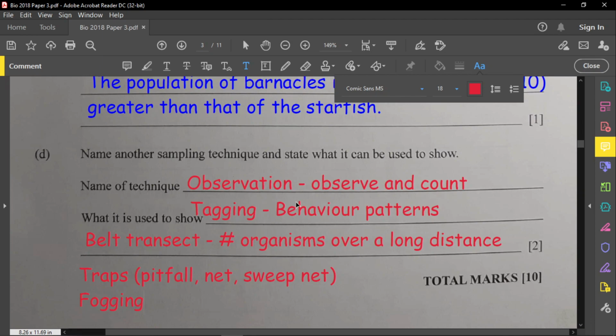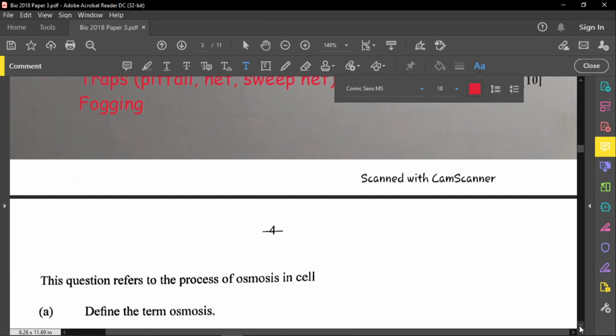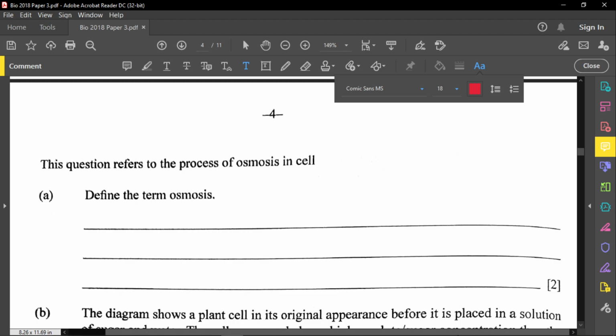All right, so great. So these are about what, 5? Yeah, 5 of them. Observation, which is direct observation, tagging, belt transect, traps, including pitfall traps, net, sweep net, and also fogging. Okay. All right. So that's that for this part of the question here. As a matter of fact, the whole question is completed. So let's jump on to our next question.